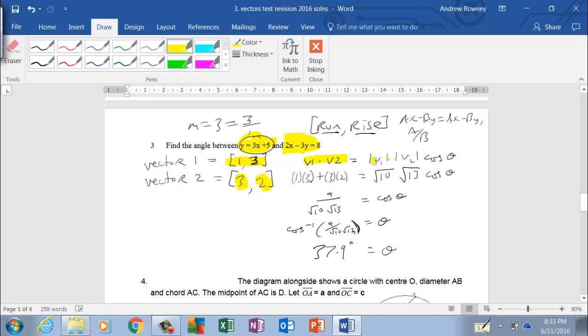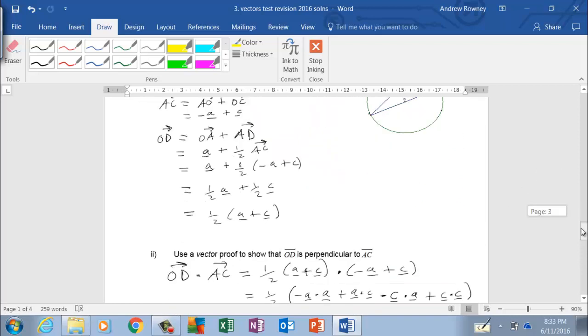v1 dot v2 is the length of v1, length of v2, cos of the angle between them. To dot them, we go 1 times 3 plus 3 times 2, so that's that. The length, we can get the length of vector 1, length of vector 2 using Pythagoras and cos of the angle, rearrange it, shift cos it, and so we get 37.9 degrees.